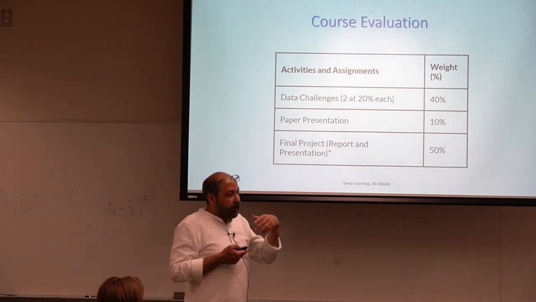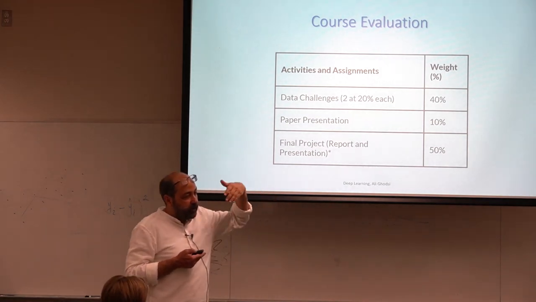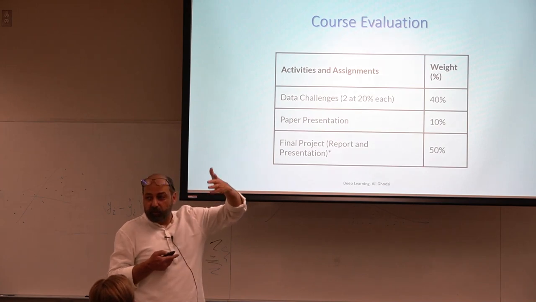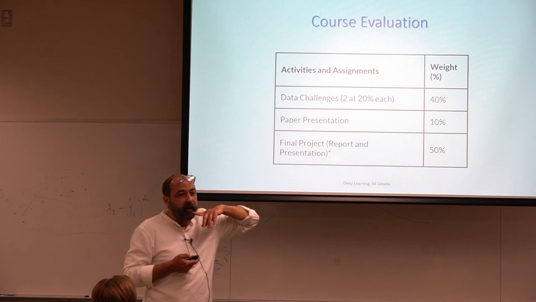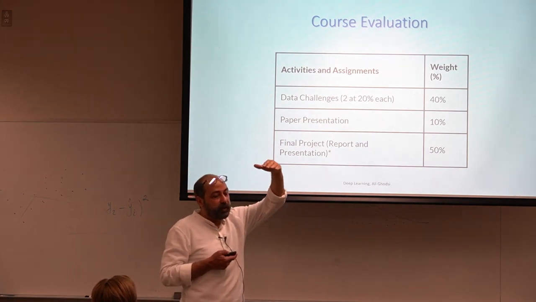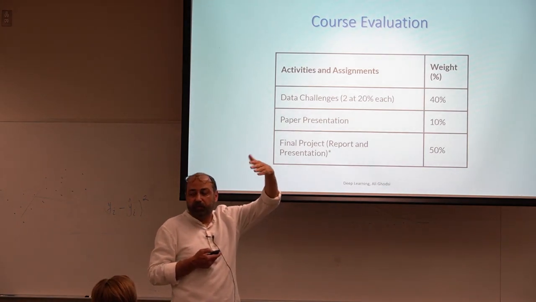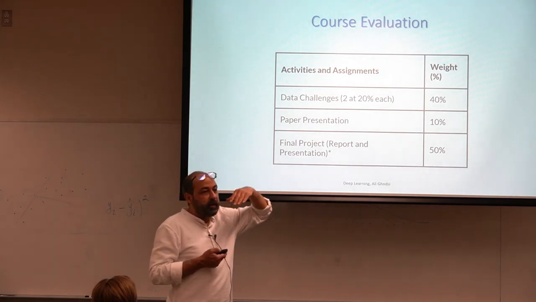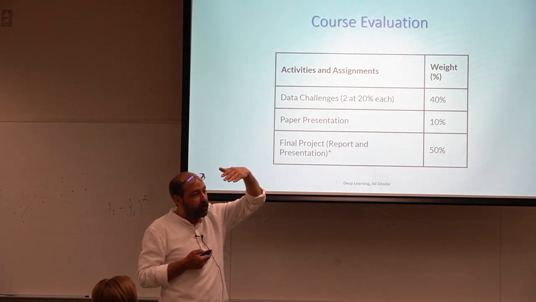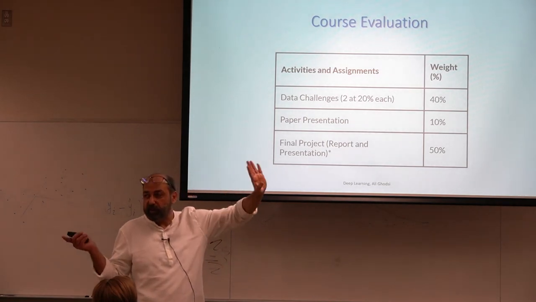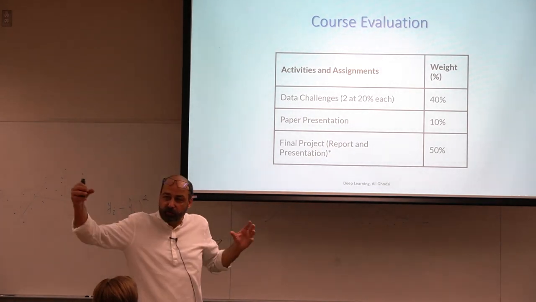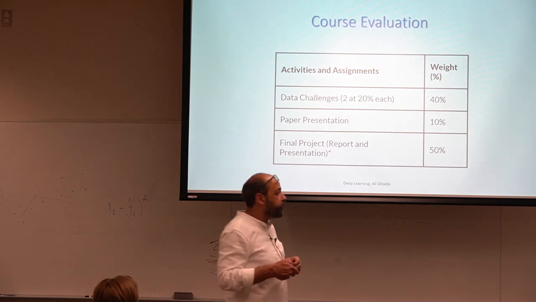And I will explain how it's going to be marked. It's going to be marked based on the score that you have in the leaderboard of the data challenge, and based on some minimum threshold and maximum threshold. Basically, above some threshold, you're going to get the full mark. Below some threshold, you're going to get 0, and between these two, the score will be linearly distributed.